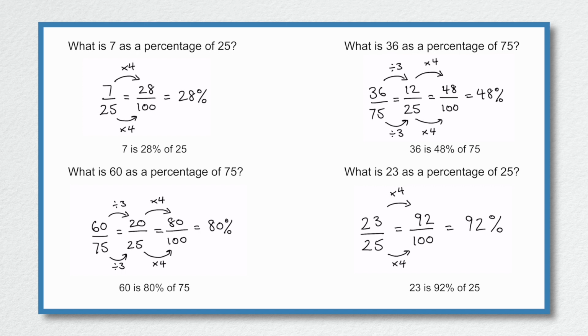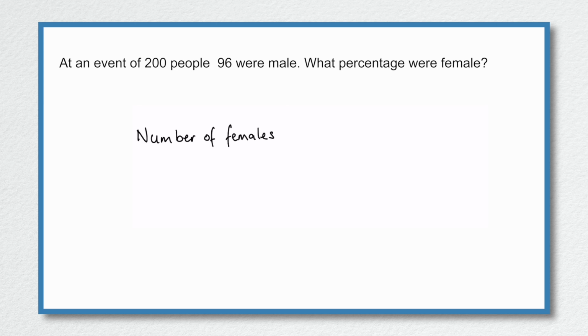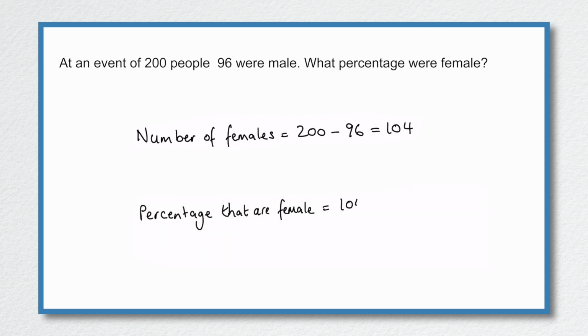Let's just do one more non-calculator question. At an event of 200 people, 96 were male. What percentage were female? So we have to do a little bit of a calculation first of all to work out how many who attended the event were female. Well, that's going to be 200 subtract 96, which is equal to 104. So 104 females were at the event. If we write this as a fraction, we end up with 104 over 200.